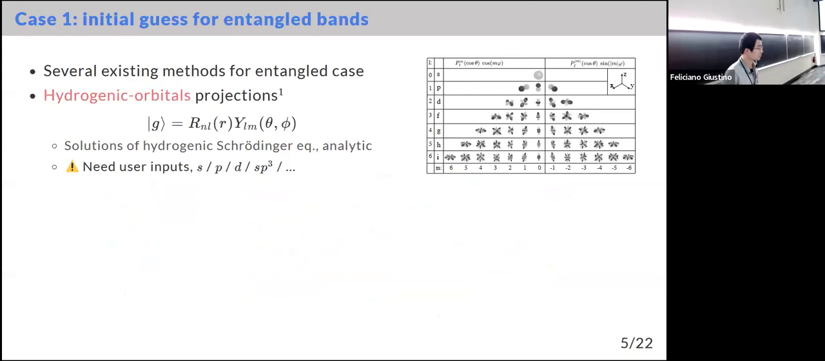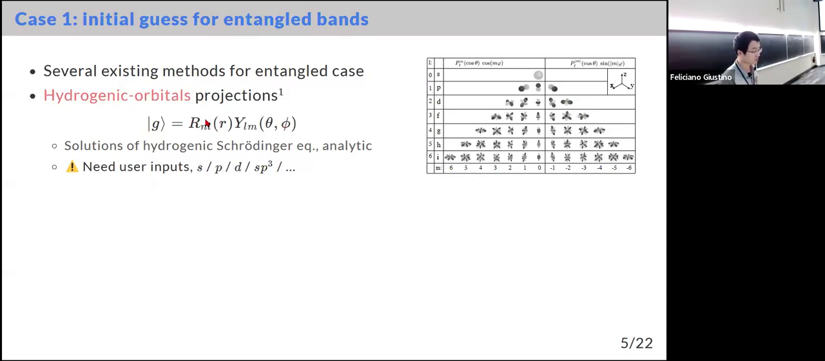Now let's focus on the first case, the initial guess for entangled bands. There are several existing methods for entangled bands. One of the standard ones is the hydrogenic orbitals projection. This is what people often use in Wannier90. When you write a projections block, you are essentially specifying the radial shape of these projectors.